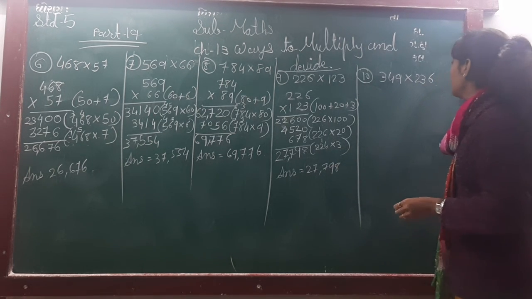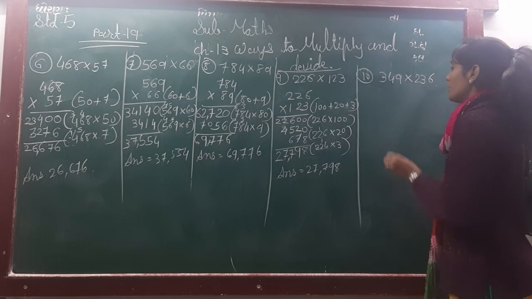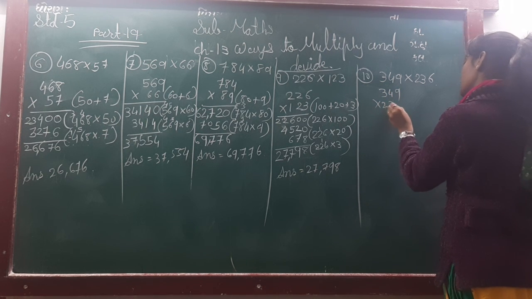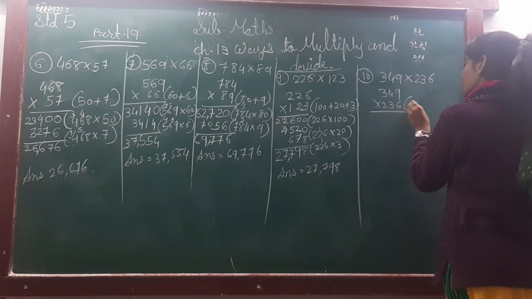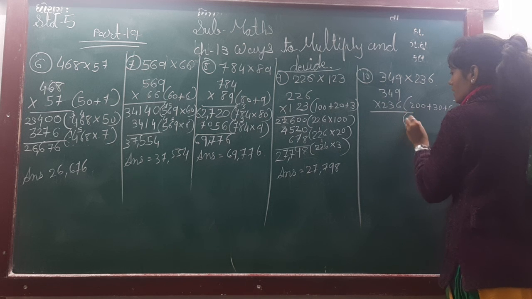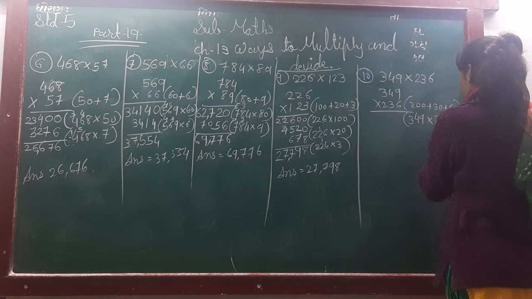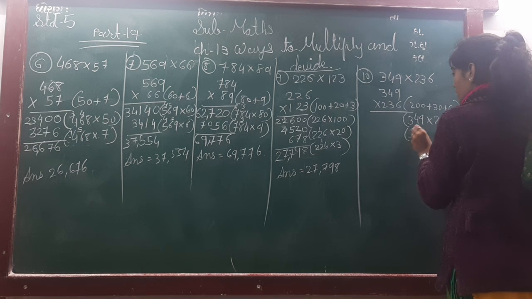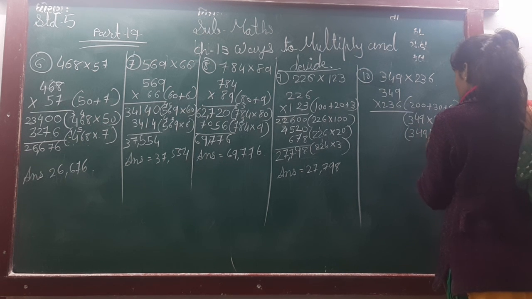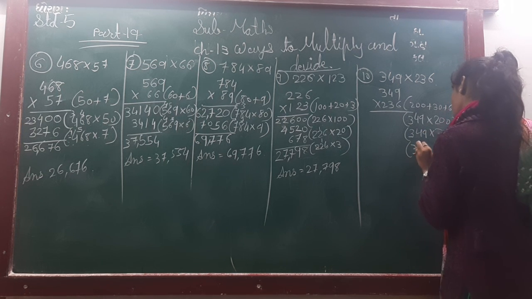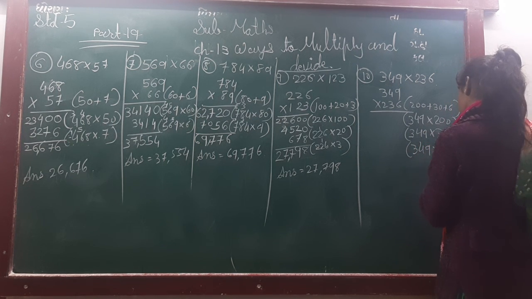Chalo, number 10. 349 multiply 236. 200 plus 30 plus 6. 349 multiply 200. 349 multiply 30. 349 multiply 6.